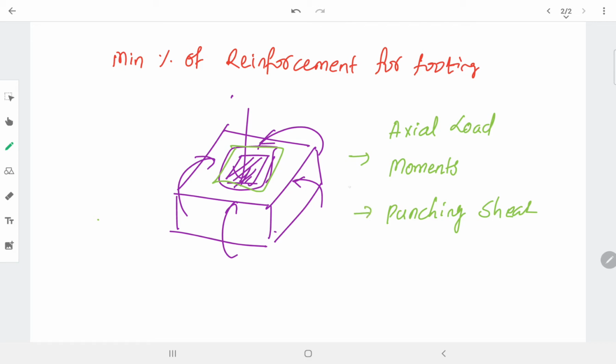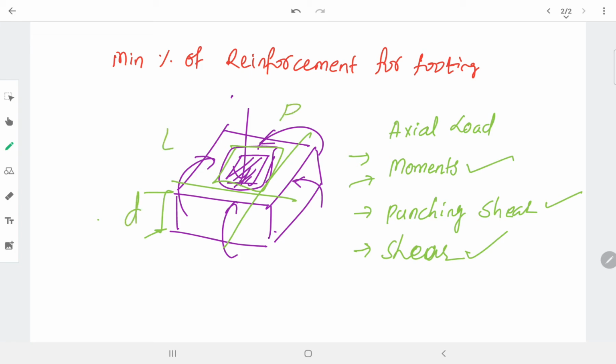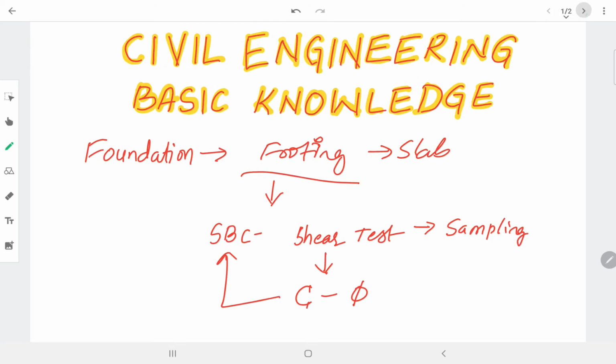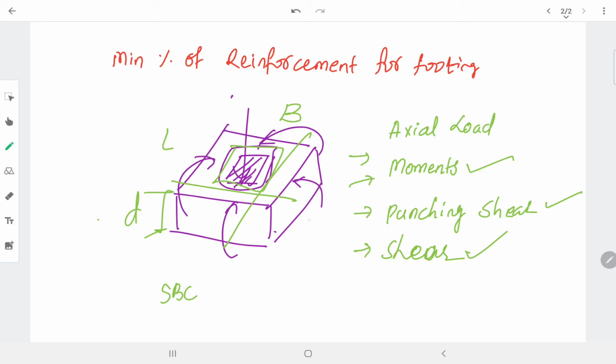And apart from this punching shear, one way shear is there. Shear on one side, that means the normal shear, needs to be considered for design of the footing. And based on these things, that is moment, punching shear and shear, we'll be designing the depth. And you know how to calculate L and B. L and B depend on the SBC and the axial load acting, and whatever the moment is there, moments will cause the pressure at the bottom of the footing, that is P max and P minimum.